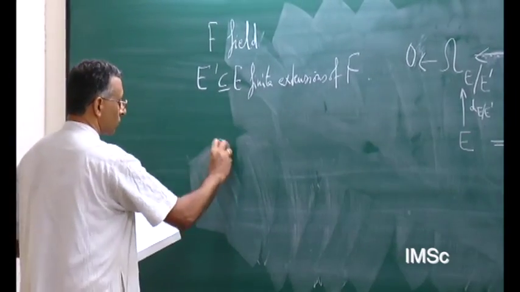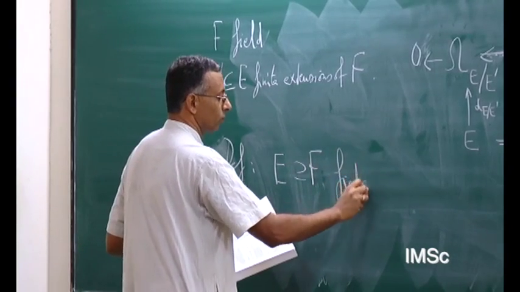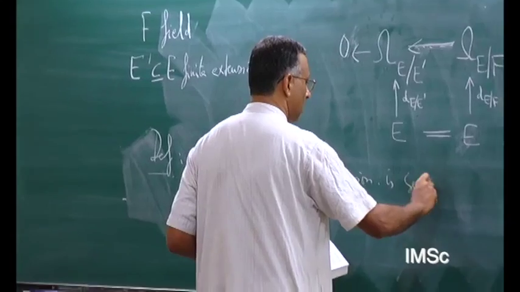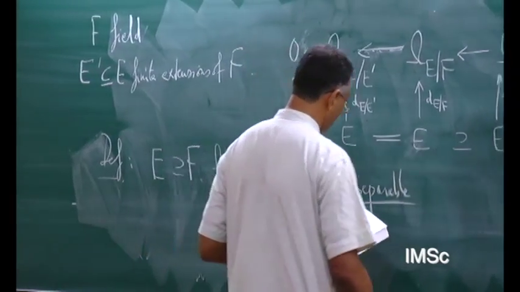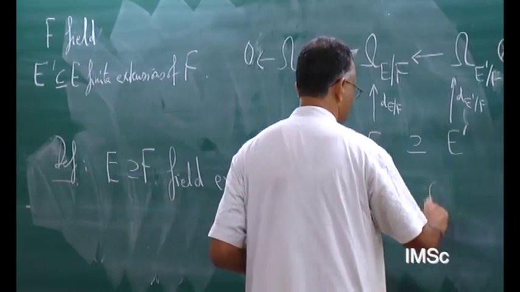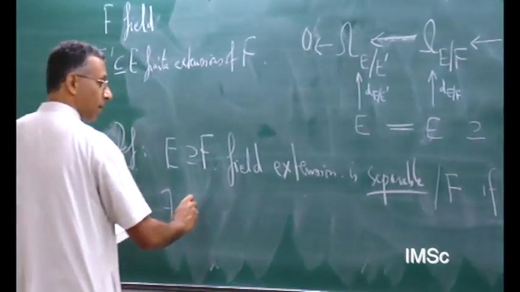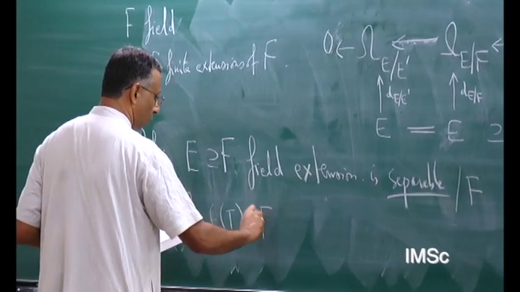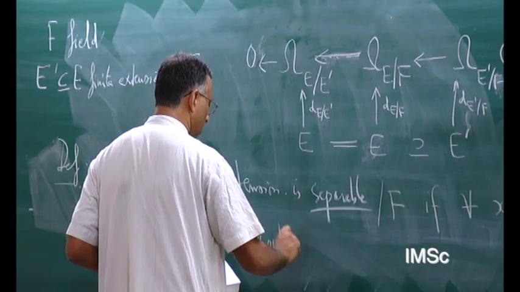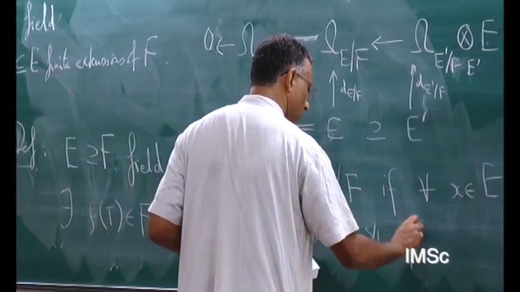Okay, definition. A field extension E is separable over F if for every x in E there exists f(t), a polynomial in one variable, without multiple roots, such that f(x) equals 0.